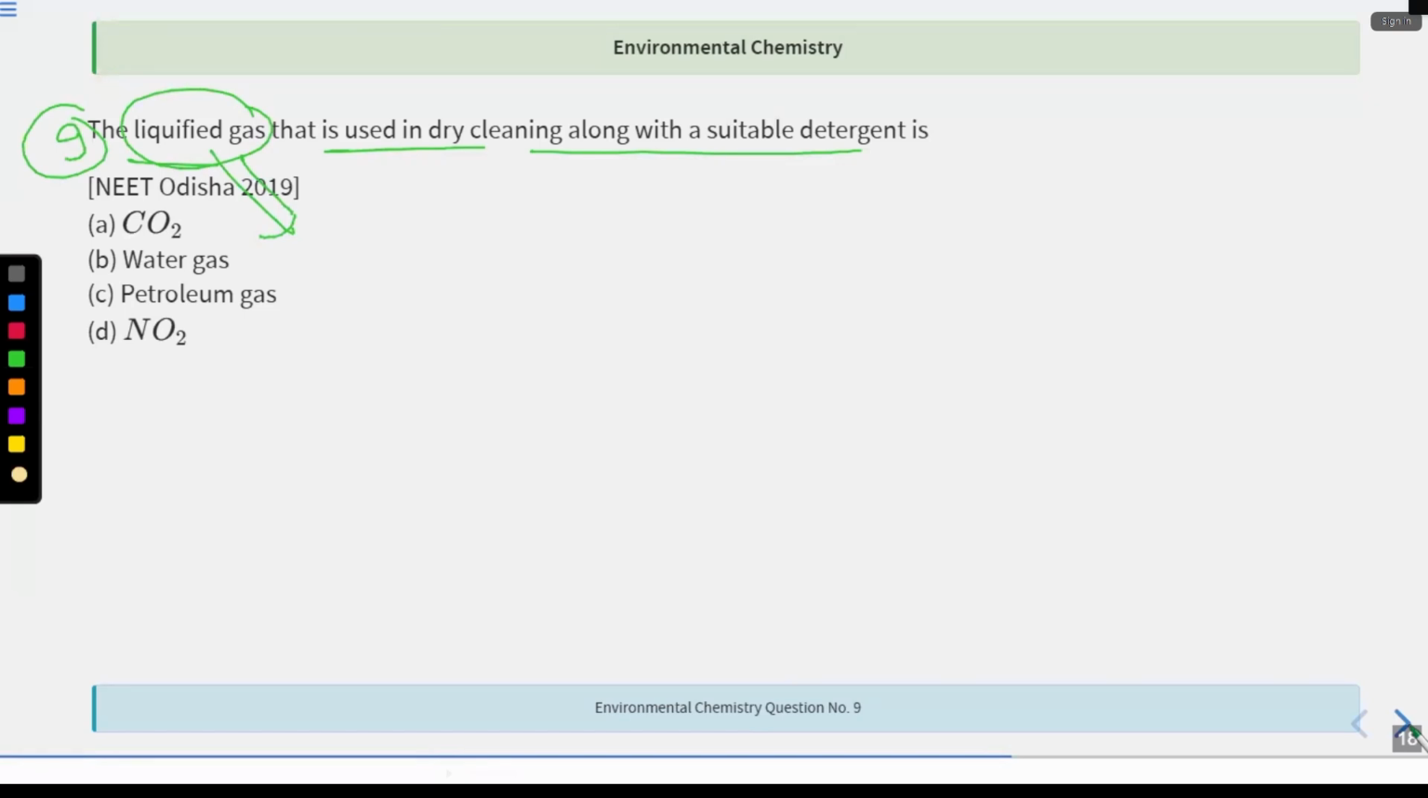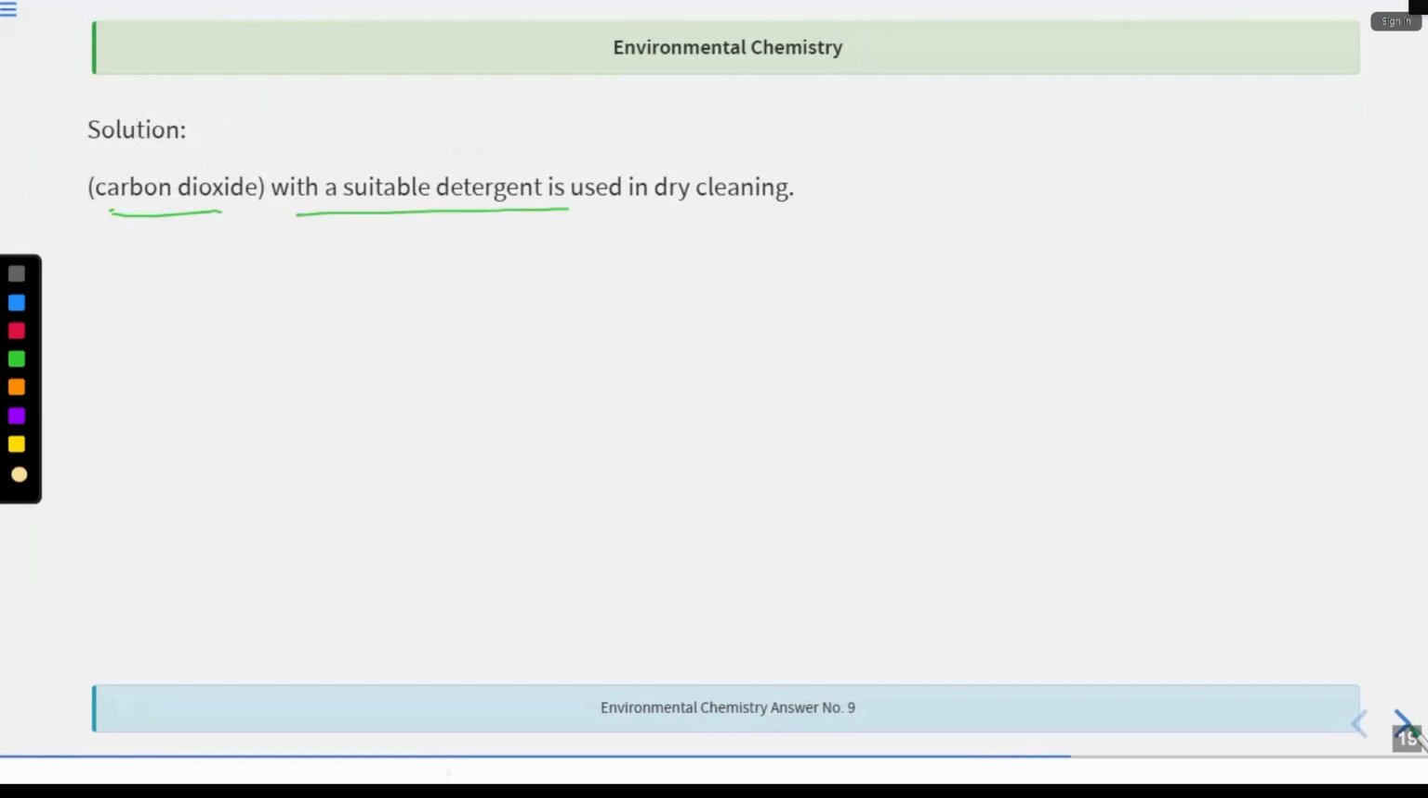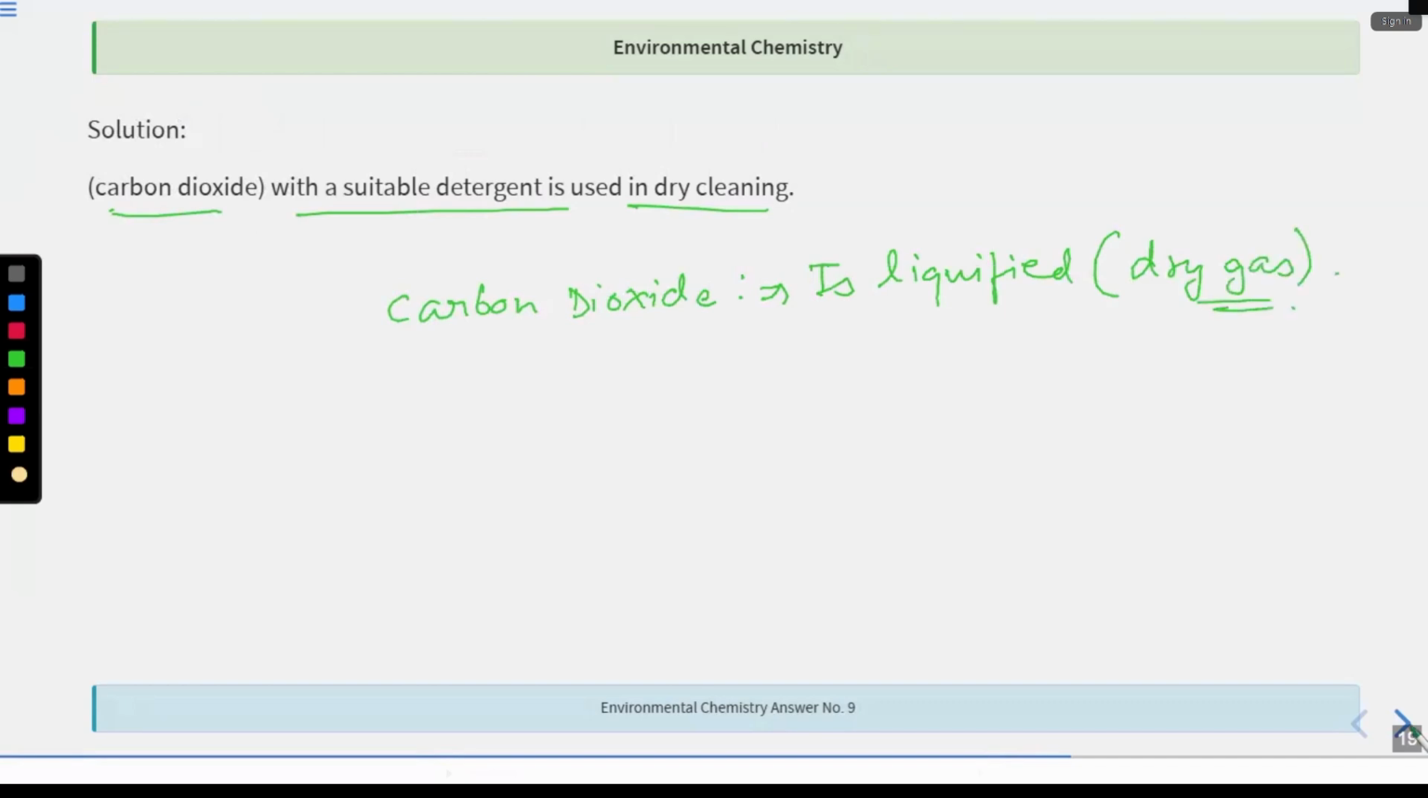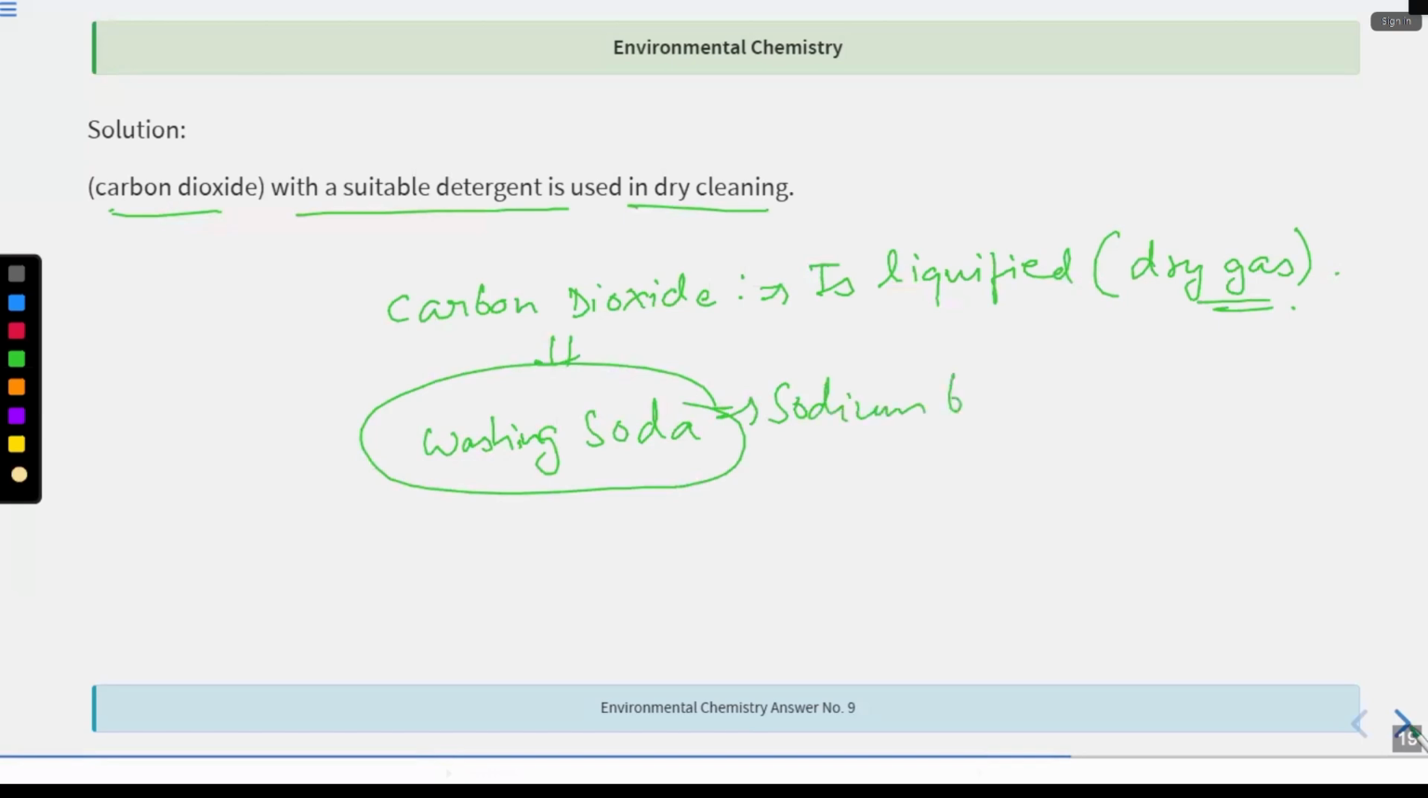So it would be carbon dioxide with a suitable detergent that is used in dry cleaning. Why? Because carbon dioxide is, first thing, liquefied. It can be liquefied easily. That's why we also call it dry gas. Okay, so it is used with suitable detergent, and of course we must have heard about two compounds. One is washing soda, which is sodium bicarbonate.